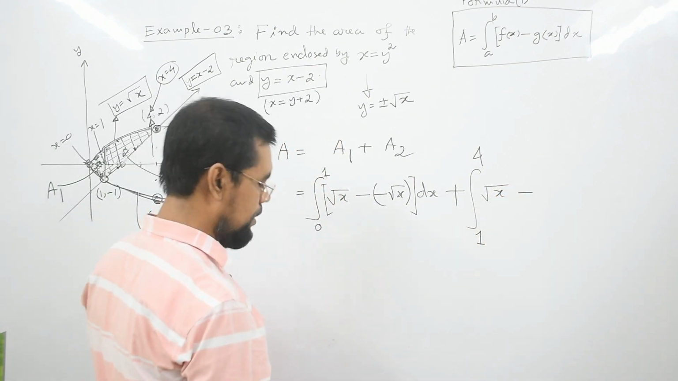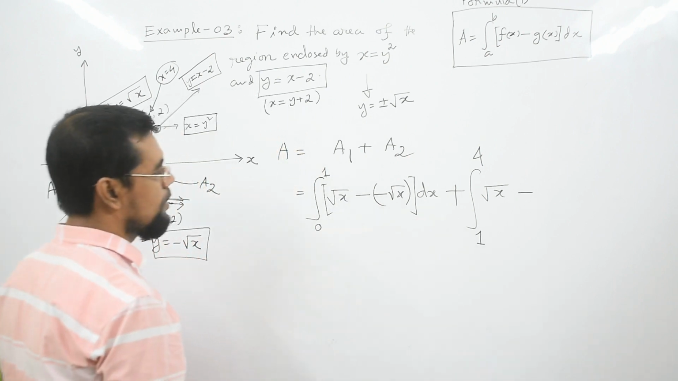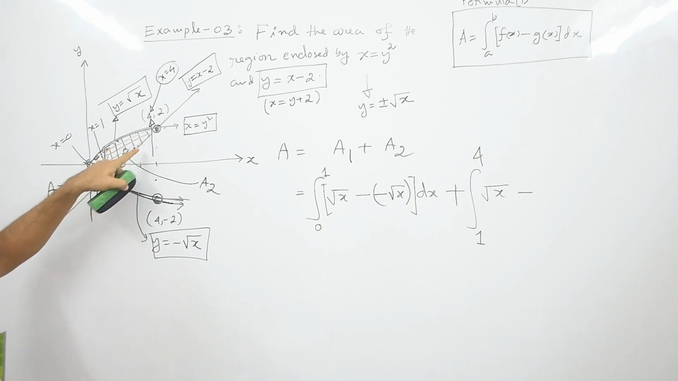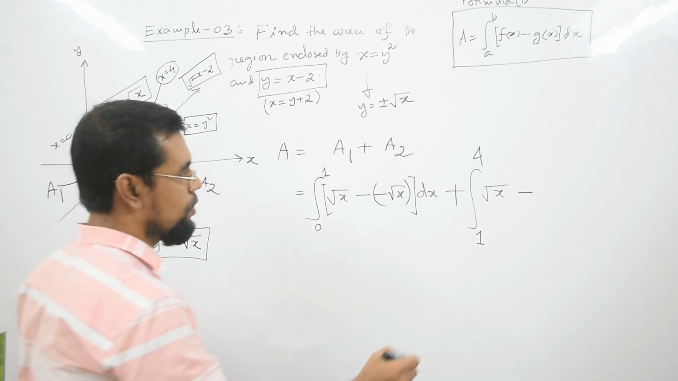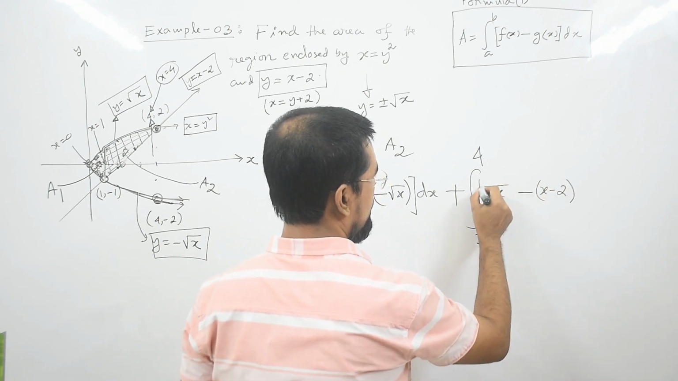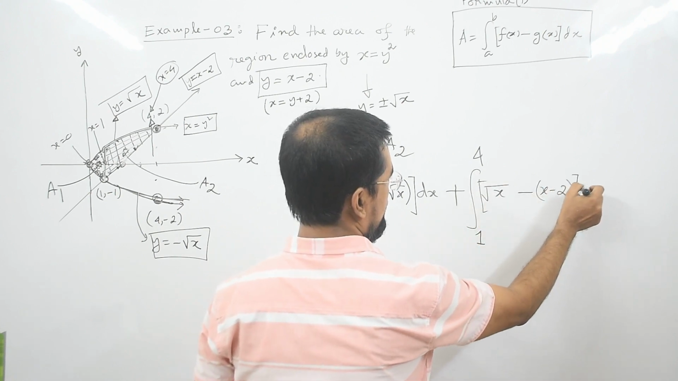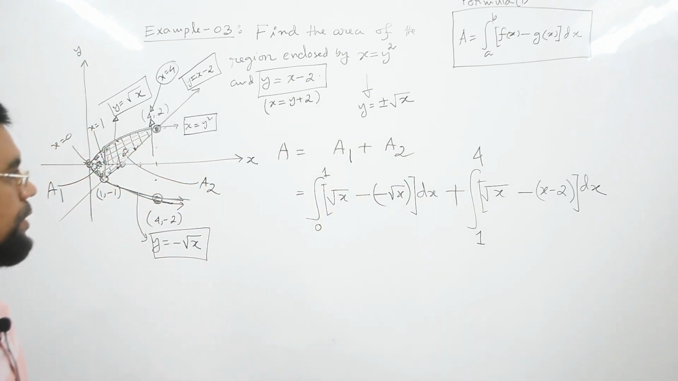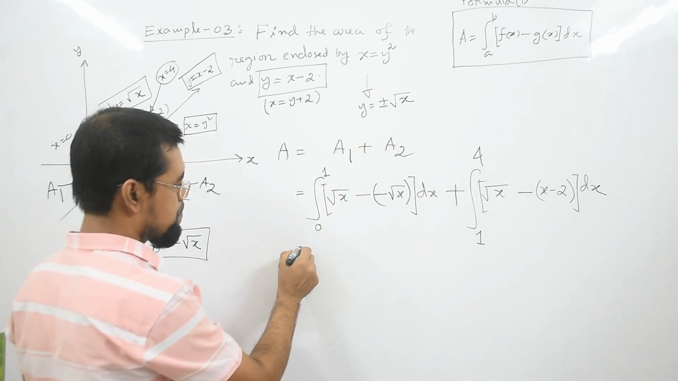minus the lower curve, which is nothing but this straight line, x minus 2, dx. So now the calculation is simple integration.